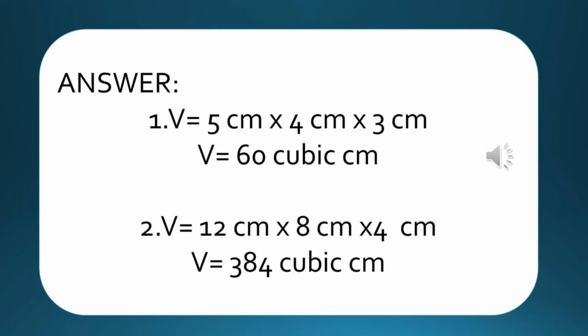Let's answer. Number 1. Volume is equivalent to 5 centimeters times 4 centimeters times 3 centimeters. That gives us a volume of 60 cubic centimeters. And for number 2, volume is equivalent to 12 centimeters times 8 centimeters times 4 centimeters. That gives us a volume of 384 cubic centimeters. Please compare your answers.